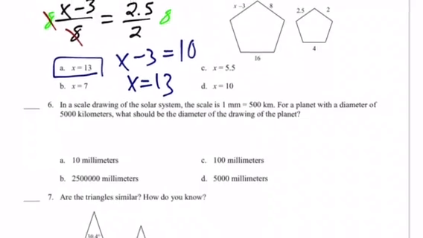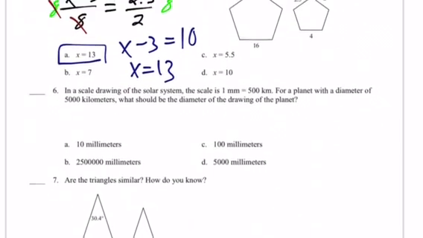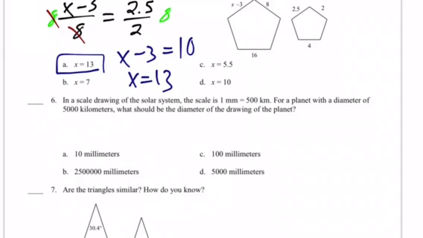Moving on to number 6, we've got a scale drawing of the solar system. The scale is 1 millimeter equals 500 kilometers. For a planet with a diameter of 5,000 kilometers, what should be the diameter of the drawing of the planet? I think with these, it oftentimes helps to understand what your ratio is going to be. And we're trying to find the diameter of the drawing of the planet, so I would probably do the drawing over the actual for my fraction and my proportions.